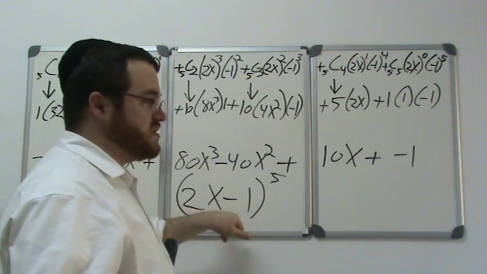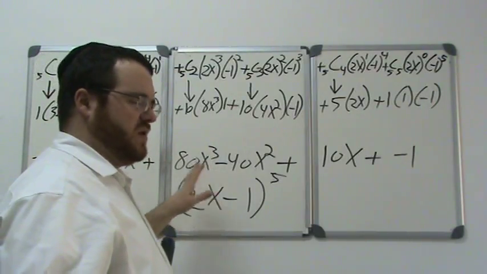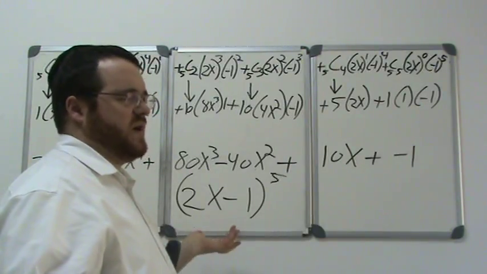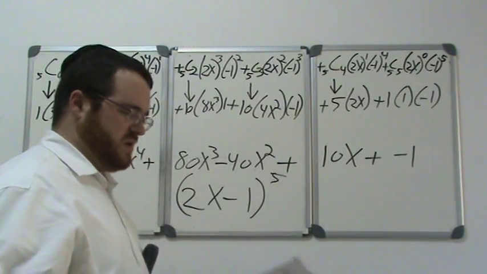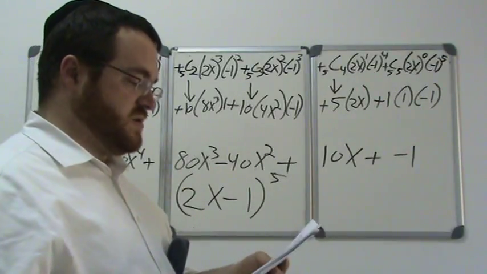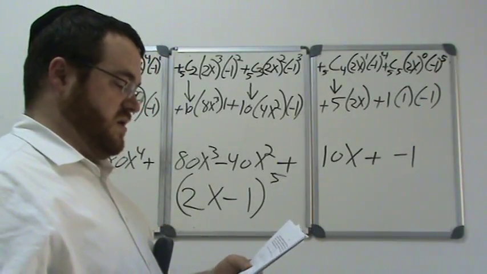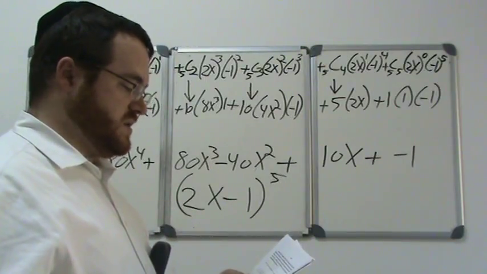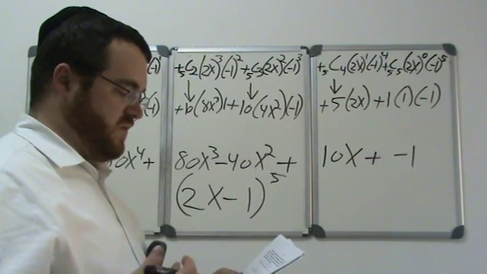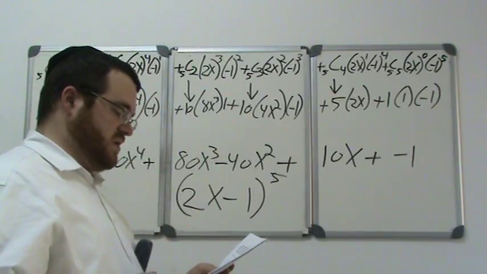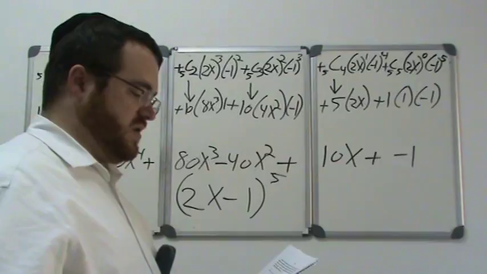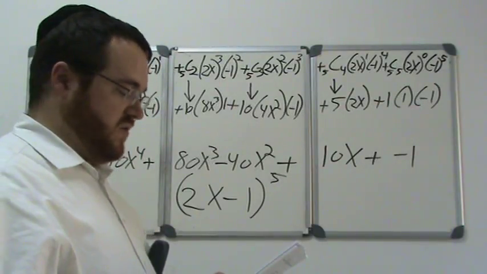2x to the 5th times negative 1 to the 0. 2x to the 4th, negative 1 to the first. 2x to the 3rd, negative 1 to the 2nd. 2x to the 2nd, negative 1 to the 3rd. 2x to the 1st, negative 1 to the 4th. And finally, 2x to the 0 will be negative 1 to the 5th.